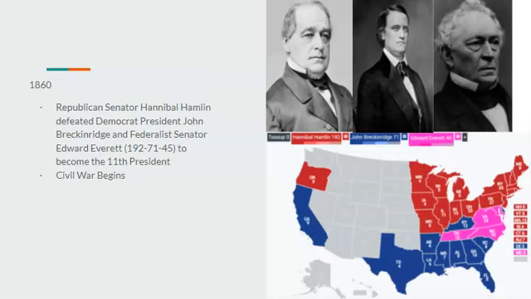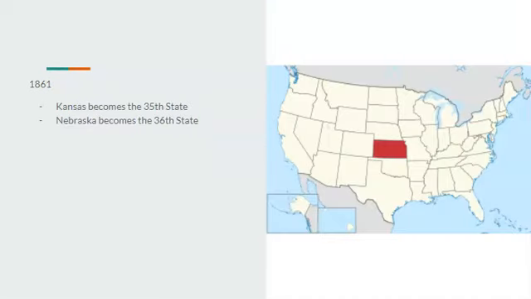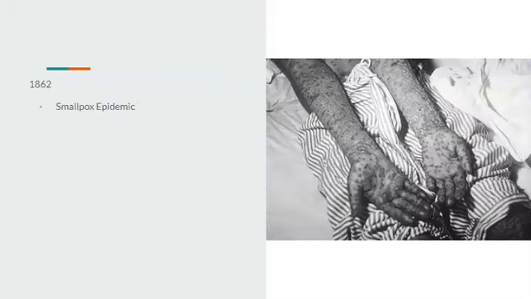However, it's not really much vote splitting, because Hamlin would be taken off the ballot in the South, so it's just a two-way race between Breckinridge and Everett. And Hannibal Hamlin would become the 11th president, and thus the Civil War began, along with the secession crisis with multiple southern states. And in 1861, Kansas and Nebraska would become states in their own right, the 35th and 36th. In 1862, we would have a smallpox epidemic going along with the Civil War, which ain't good.